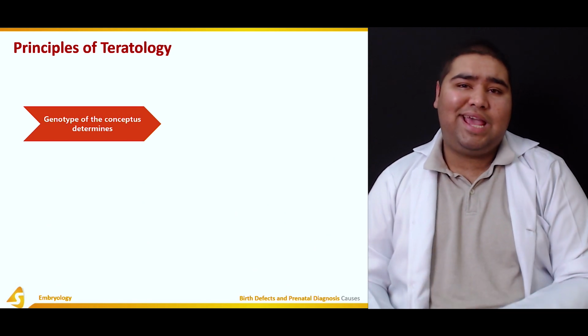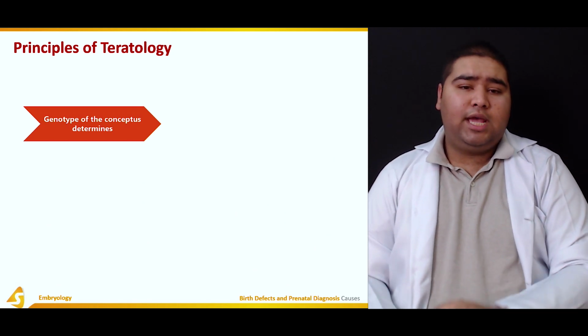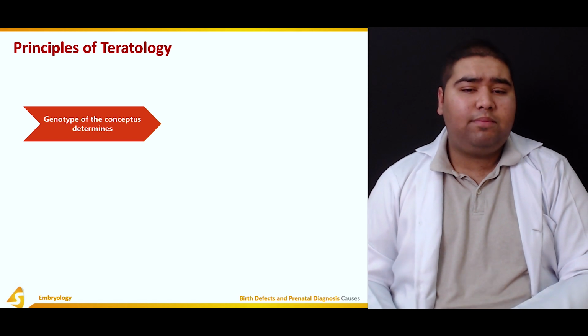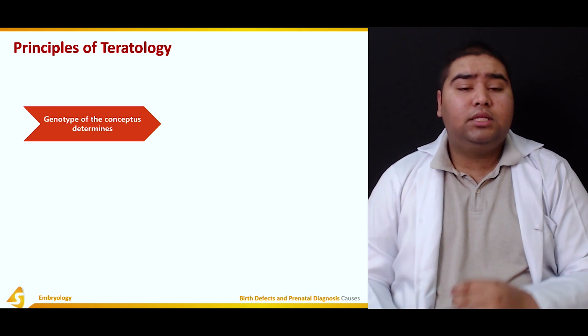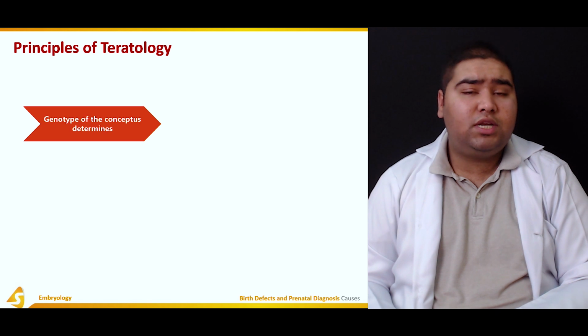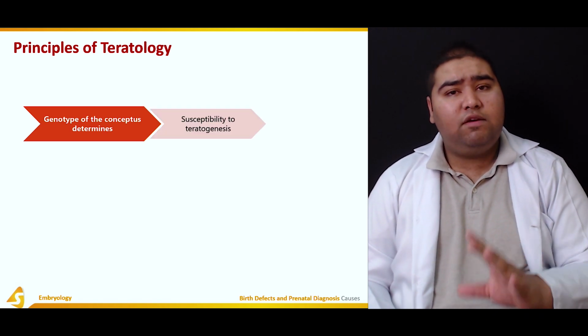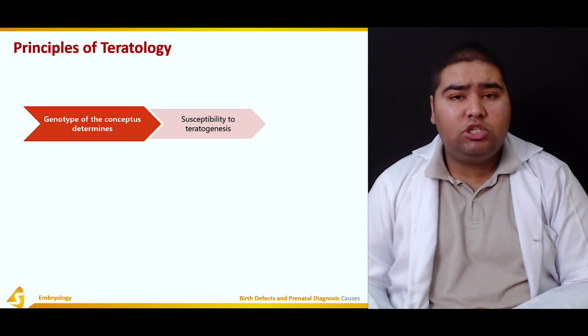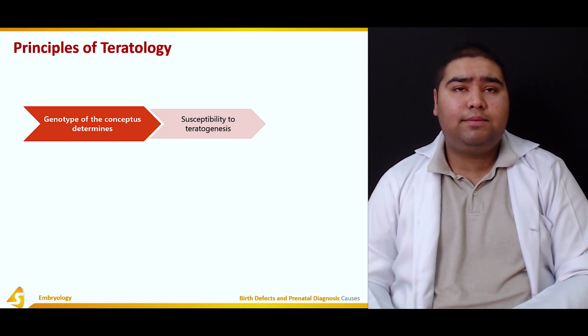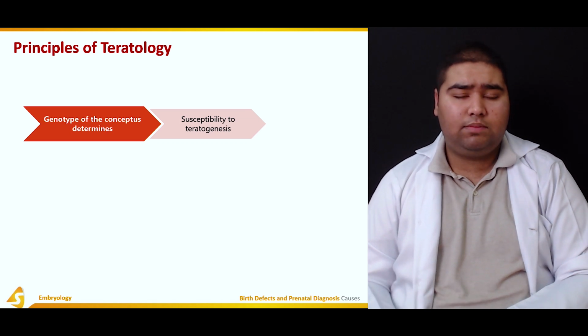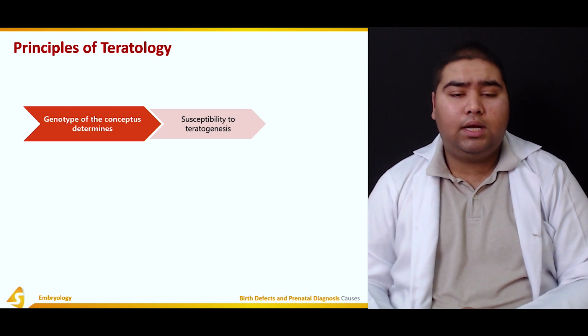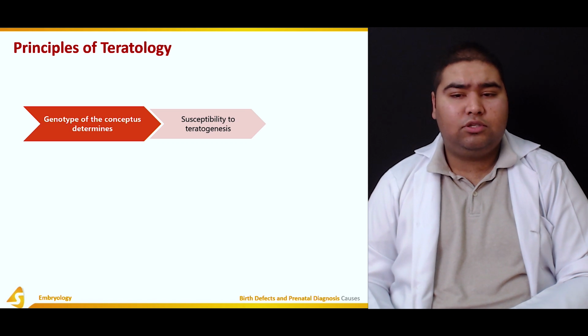So, now let's move on to the principles of teratology. What makes an agent a teratogen? It must act on the genotype of the conceptus. The genotype of the conceptus usually determines the effect of the teratogen. If it is strong genotypically, it would be less susceptible to teratogenesis. If it is weak genotypically, it would be more susceptible to teratogenesis.